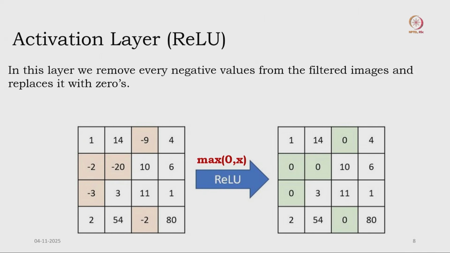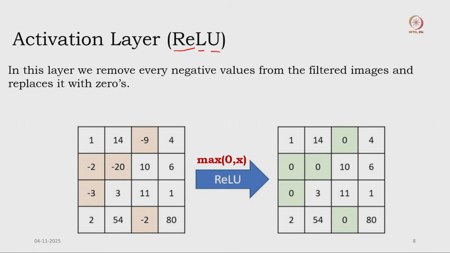With this, let us now enter into the second component of CNN, which is an activation layer. And here, what is the activation function that we use? We use ReLU. So, what does ReLU stand for? It is a rectified linear unit. Okay. What is the role of ReLU here?